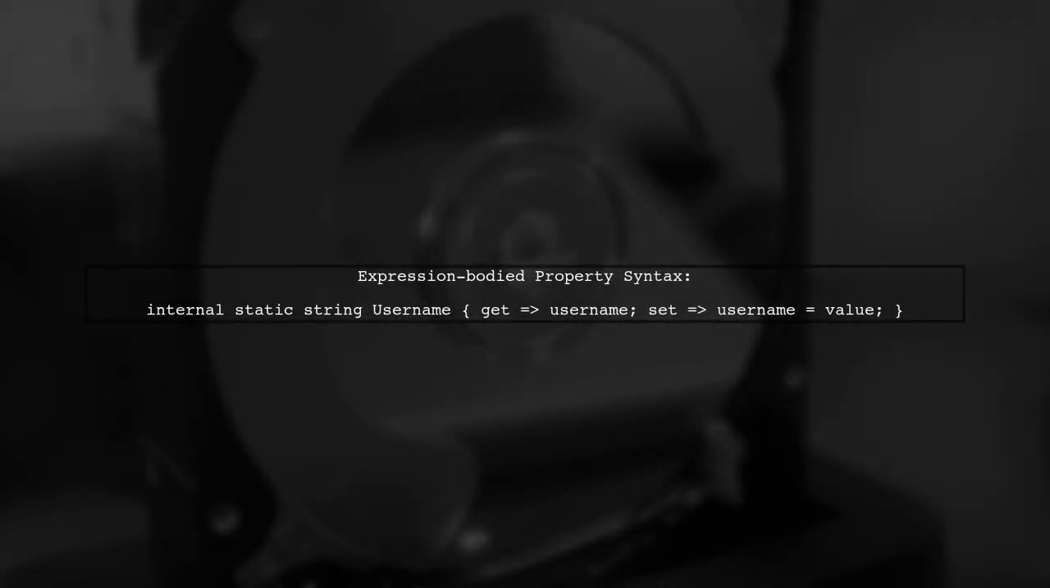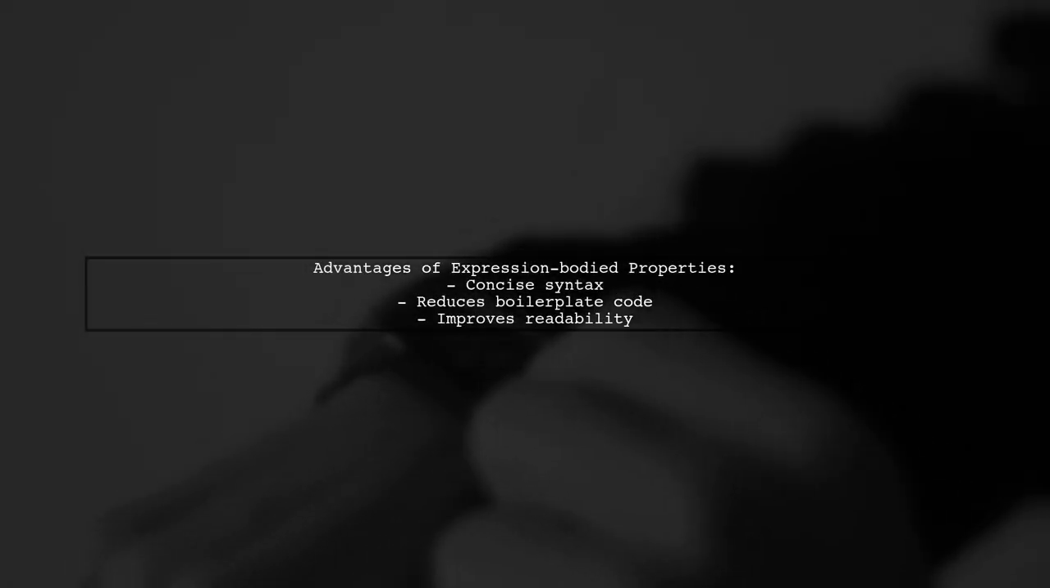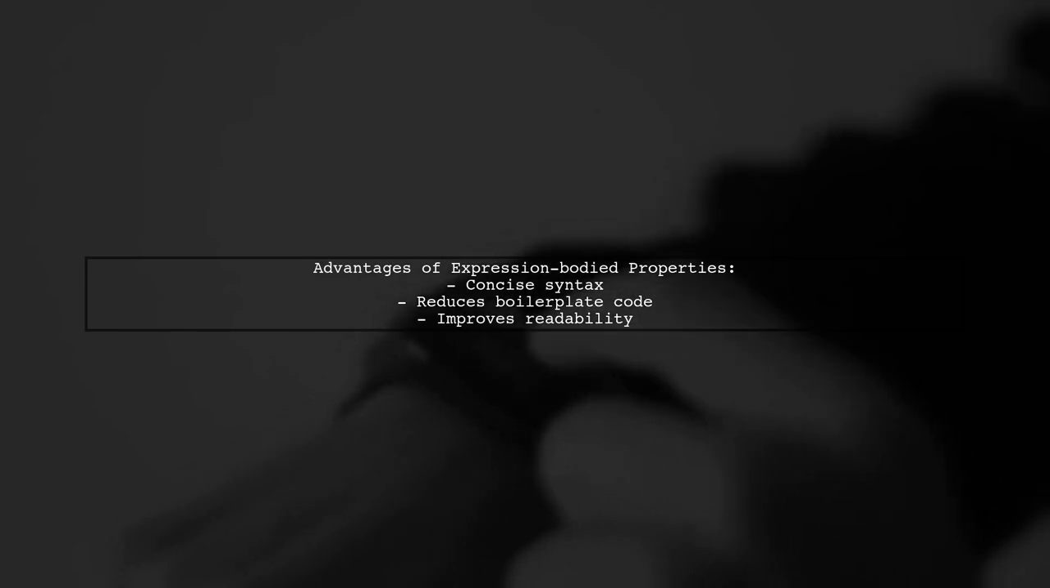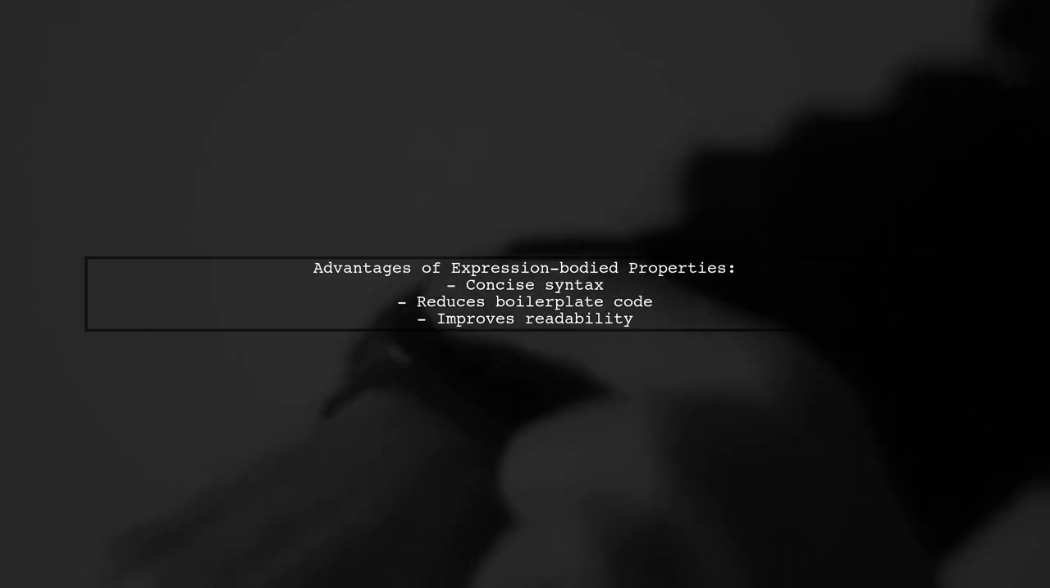Let's explore the differences between expression-bodied properties and traditional get and set accessors in C#. First, we'll look at the expression-bodied property syntax. This syntax allows for a more concise representation of properties, especially when the property logic is simple. It can improve readability by reducing boilerplate code.